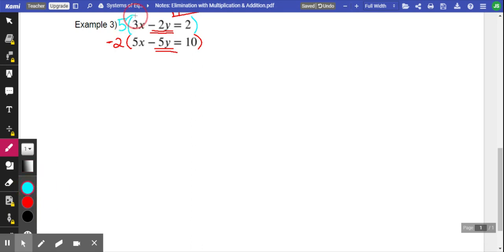So I'm just going to go ahead and start distributing here, just like I did up top, so to all 3 parts. So 5 times 3 gives me 15x. 5 times negative 2 gives me negative 10y. And 5 times 2 gives me 10.